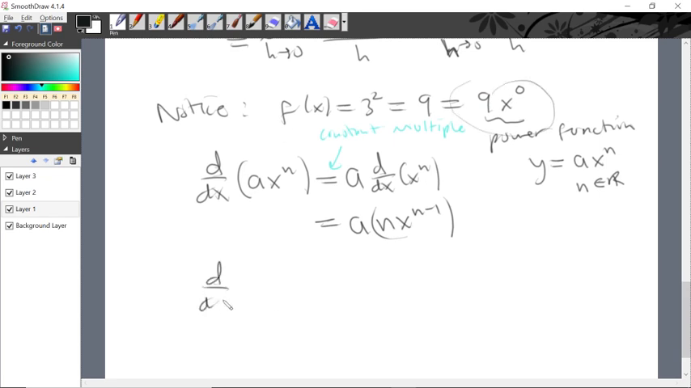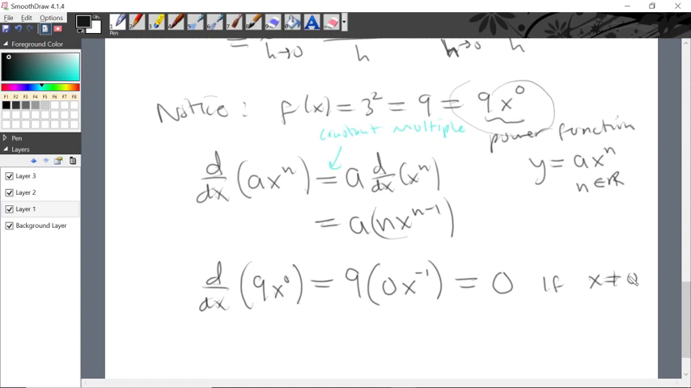Okay, so the derivative of 9x to the power of 0, we can factor out the 9, okay, and then take the derivative of x to the 0. Well, that would be what? 0 times x to the 0 minus 1, which is a negative 1. So this, notice, is the product of 9 and 0 and x to the negative 1. Well, that's going to just equal 0 as long as x itself was not equal to 0, right? Because this would be undefined if x was actually equal to 0.